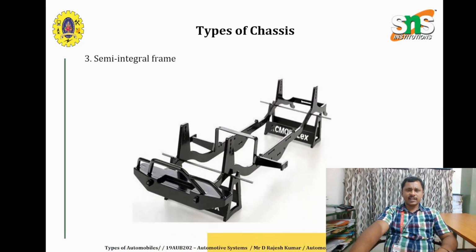The next is the semi-integral frame. This is like a ladder chassis. It is a semi-integrated frame. It looks similar to the ladder frame, the first type.